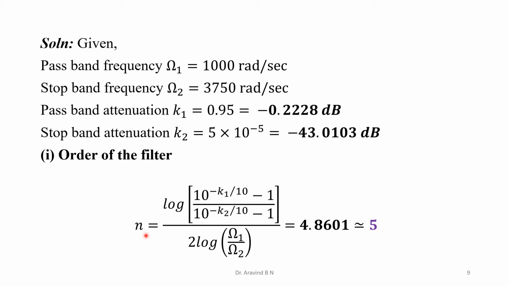Once we obtained all these things, now the first sub question, calculate the order of the filter. So we have the formula to calculate the order of the filter. Make a substitution, and after simplification we get 4.8601. The substitution step is not shown over here. You need to show that step here. We get 4.8601. Always round it off to its next integer value. Therefore, the order of the filter is equal to 5.